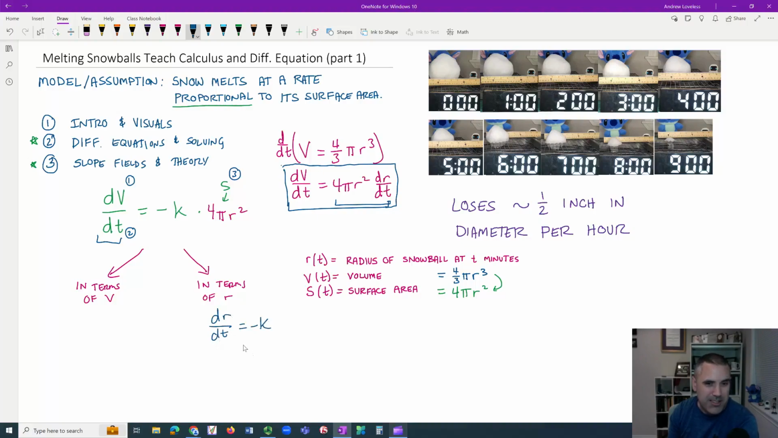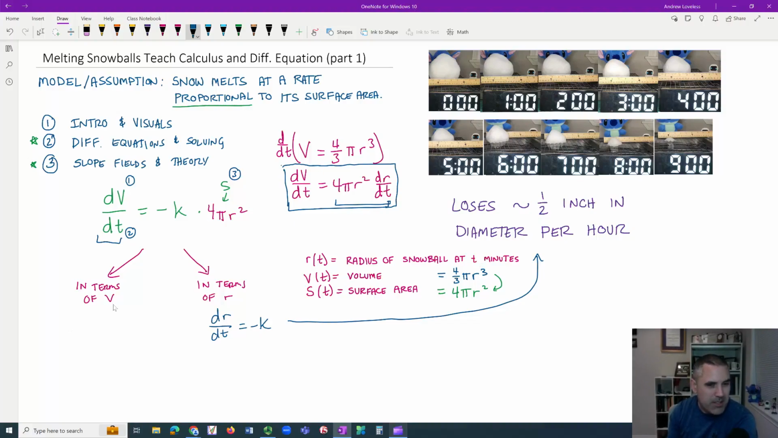And that tells us that the assumption that it melts at a rate proportional to its surface area predicts that the radius will change at a constant rate. And you might say that's diameter, but the radius changes. So what I found in this experiment is the radius was changing by about 1/4 of an inch an hour. So that was roughly correct. Not as accurate as I thought it would be, but anyways.